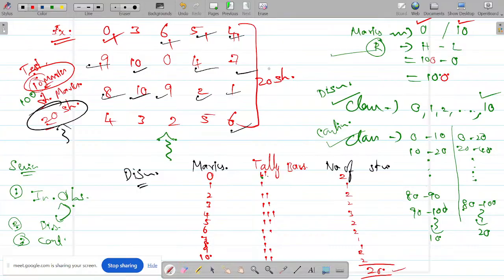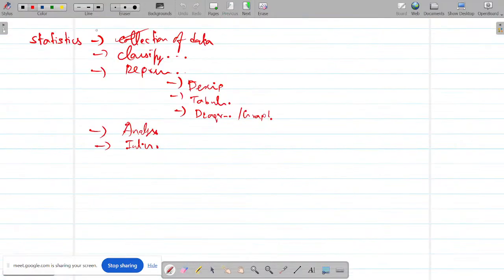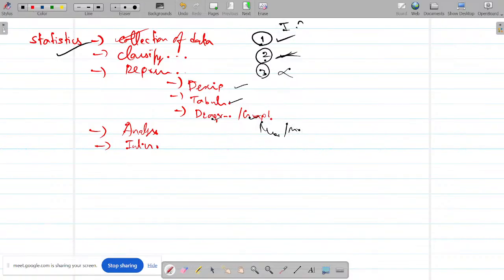If it is individual observation, what do I do? I will not do all these things. By definition, statistics first requires collection of data. Yes, individual observation also we do it. Second, you have to classify the data, but in the case of individual observation, you will not classify the data because it is not necessary. Third, representation, either descriptive, tabular, diagrammatic or graph. We will not do that. Classification also we will not do. Analyzing, yes, we will find mean, median, mode and all. This is in the case of individual observation.